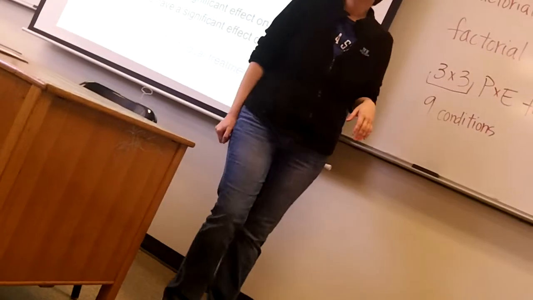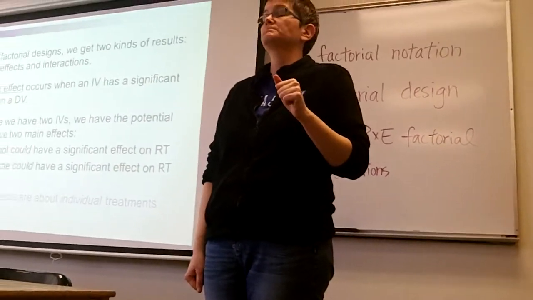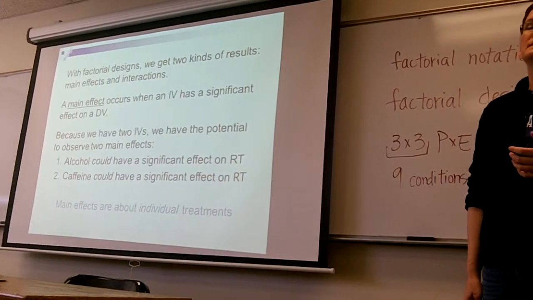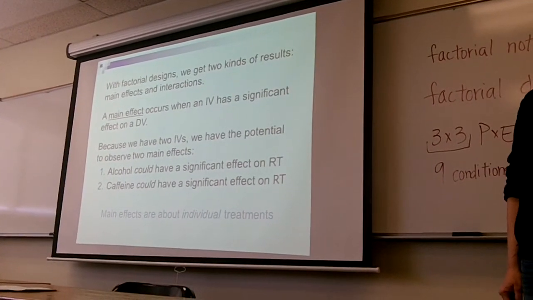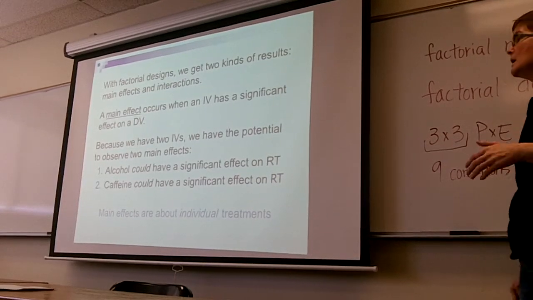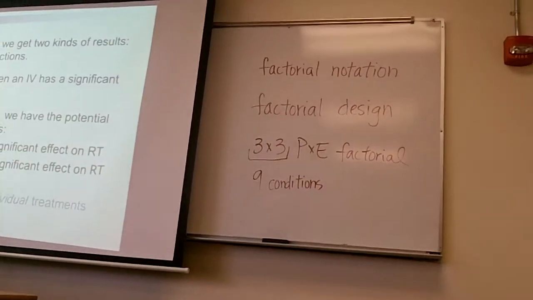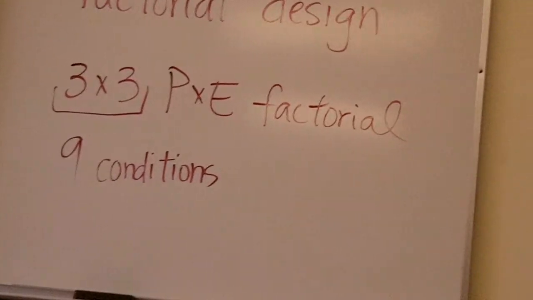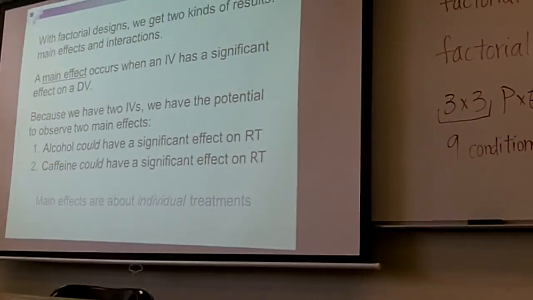When we do data analysis on factorial designs, we get 2 different kinds of results. The first kind of result is what we call a main effect. And main effects are what we've been looking at all semester. We just never called them main effects because we didn't have to distinguish them from anything else. But now that we do have to distinguish them from something else, we're going to call them main effects. A main effect is the effect of a single independent variable on the dependent variable.